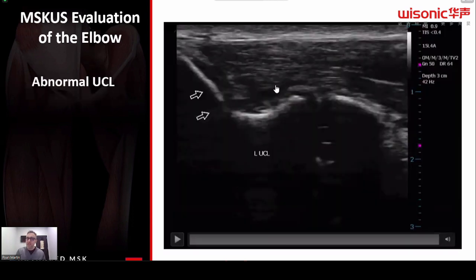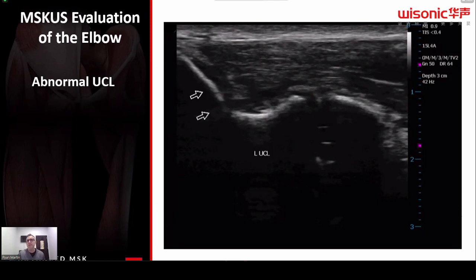Abnormal UCL. So you can see through here, through the sublime tubercle looks normal, but as you go over the joint space here, what you notice is you have this hypoechoic cleft as it comes up and over, and you see a clear cortical step right here. So this, I think, ended up doing conservative treatment, but I think ultimately had surgery.